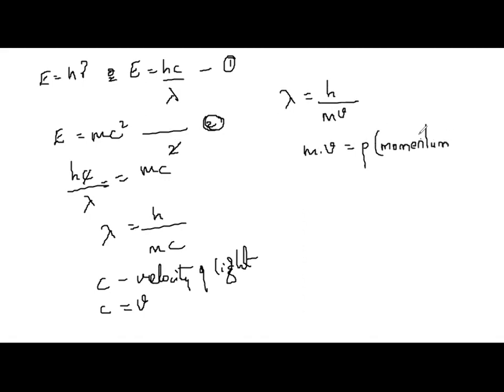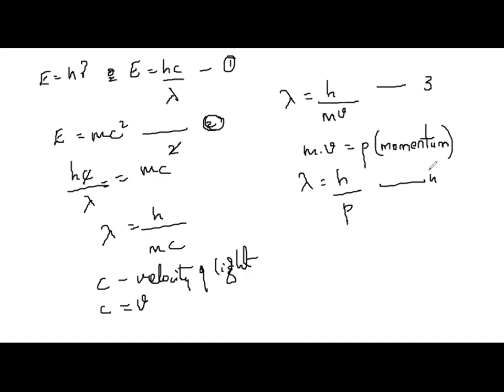Momentum. That is momentum, right? So lambda is equal to h by p. These two equations, equation 3 and equation 4, are called de Broglie equations.